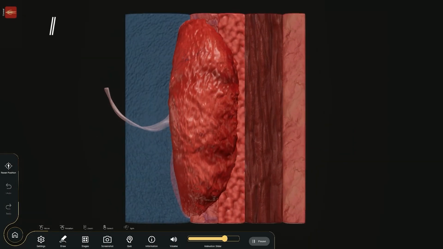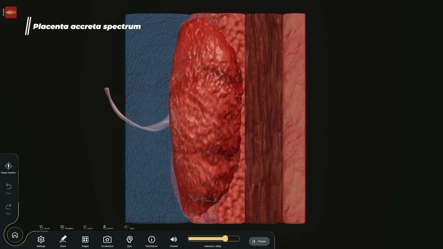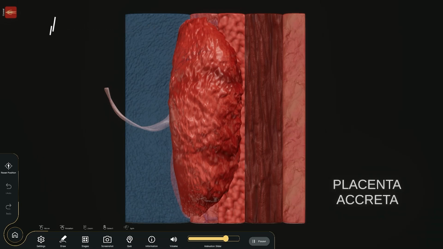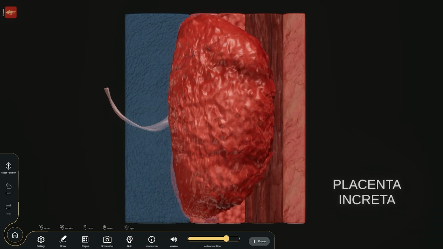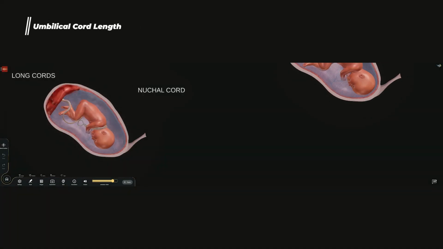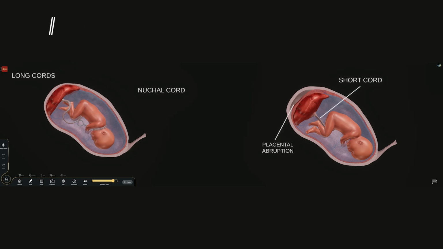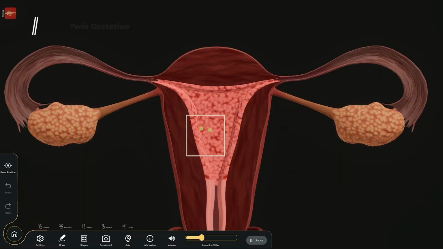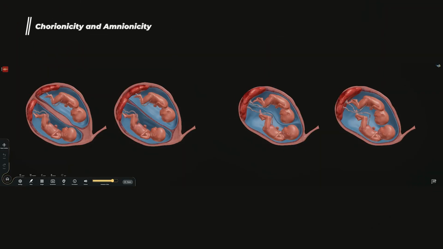With Cadaviz, you can also learn about the placenta accreta spectrum and visualize how the placental tissue invades into the uterine wall. Explore the consequences of long and short umbilical cords. Comprehend the concept of chorionicity and amnionicity of monozygotic and dizygotic twins.